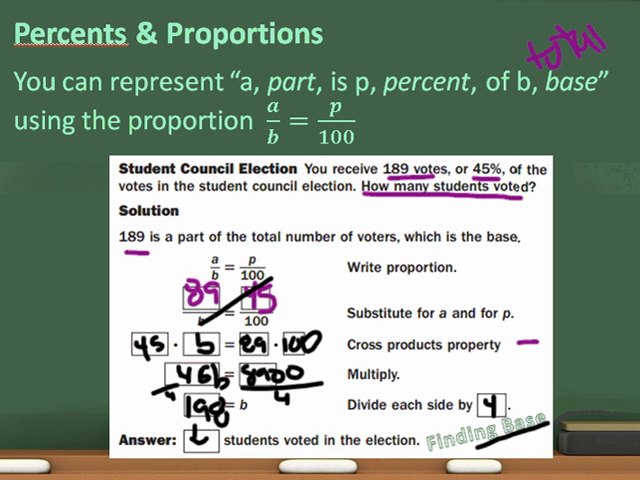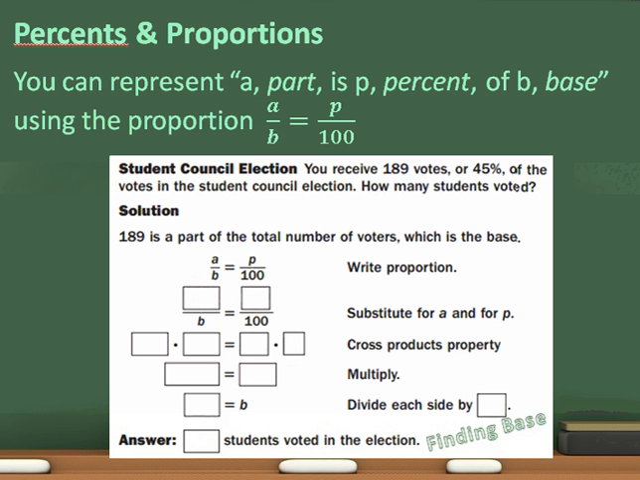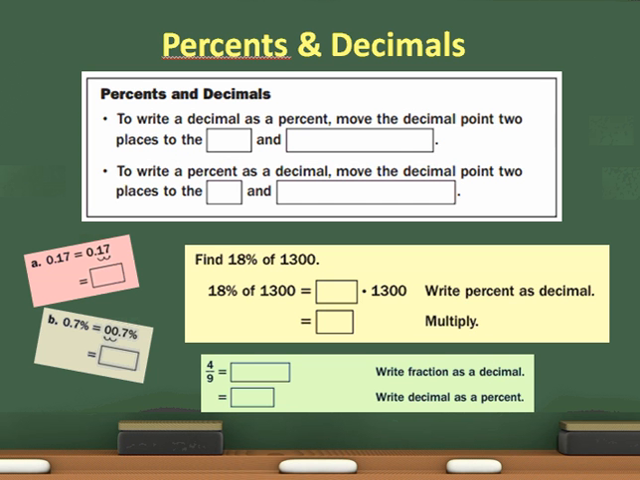Go ahead and pause as you take notes so that I can clean the board. Okay, so ladies and gentlemen, this is our last slide, and this is percents and decimals. This should be pretty painless, I would think, for you. To write a decimal as a percent, you move the decimal 2 places to the right, and you add the percent sign.